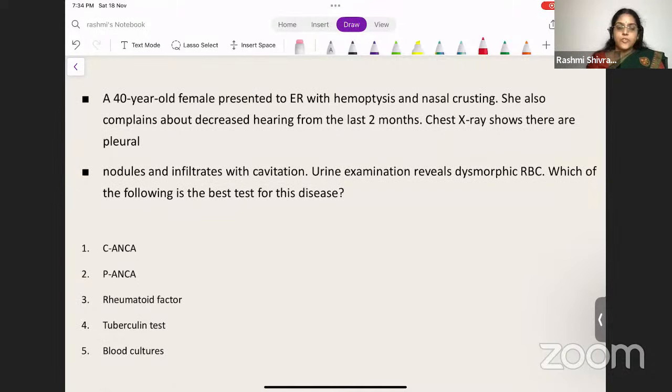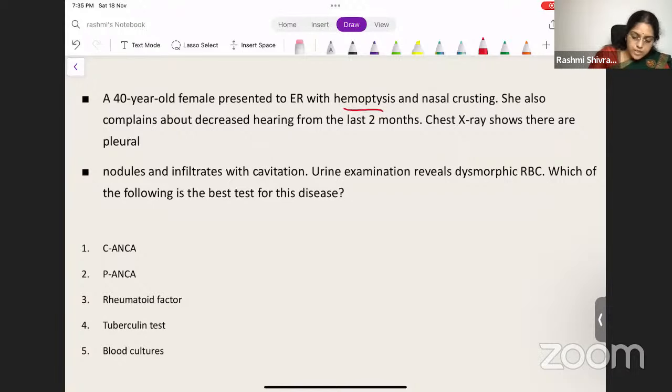Okay, next one. A 40-year-old female presented to the ER with hemoptysis and nasal crusting. She also complained of decreased hearing for the last 2 months. Chest X-ray shows pleural nodules and infiltrates with cavitation. Urine examination reveals dysmorphic RBCs. Which of the following is the best test for this disease? Is it C-ANCA, P-ANCA, rheumatoid factor, tuberculin test, or blood cultures? So what is the answer for this patient?